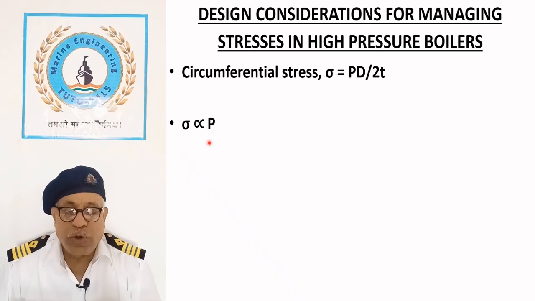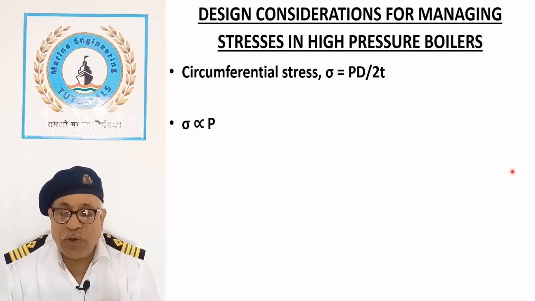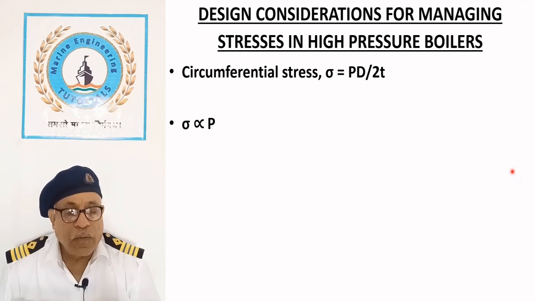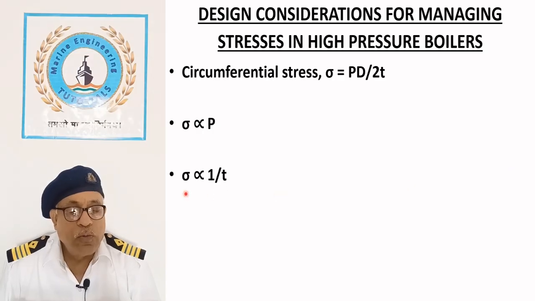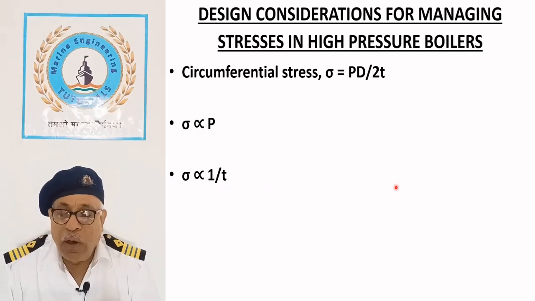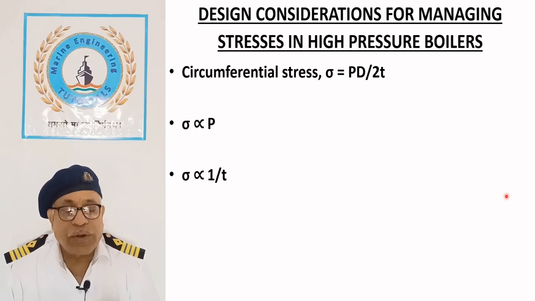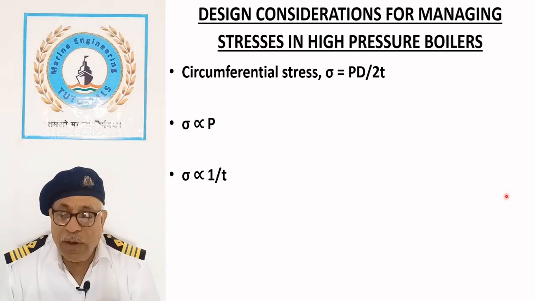Stress sigma is proportional to P. As the boiler pressure increases, the stress on the drum wall also increases. Stress is inversely proportional to the thickness. Since the stress is inversely proportional to the wall thickness, the shell thickness is increased to withstand higher pressures. Because the boiler drum is not directly involved in heat transfer, its greater thickness does not affect thermal performance.